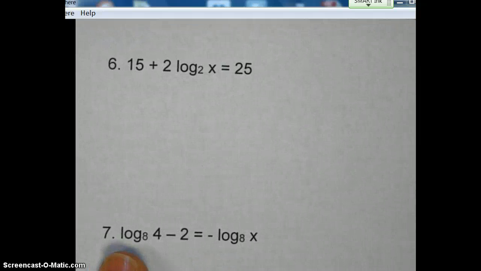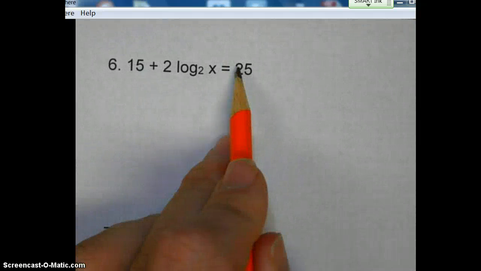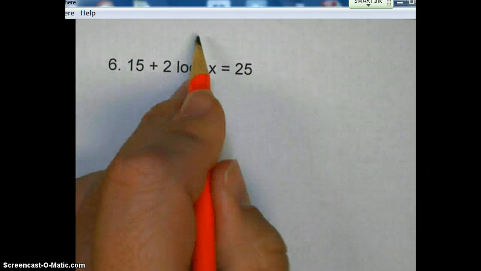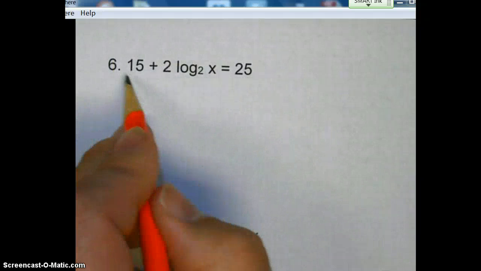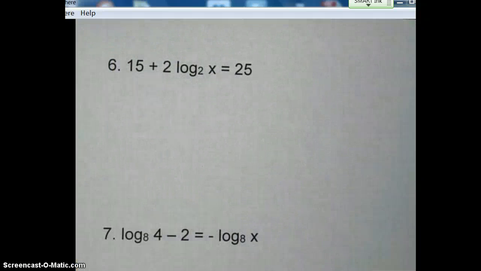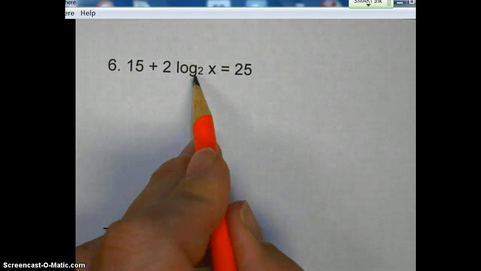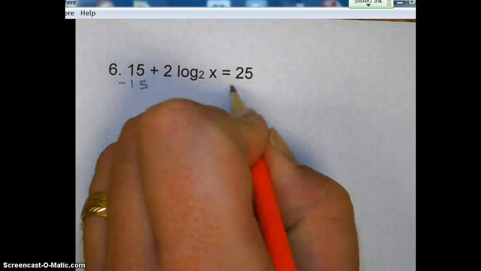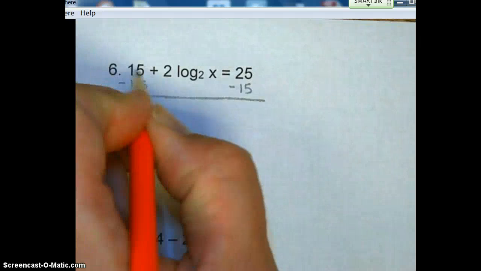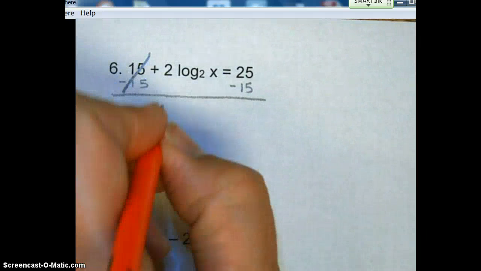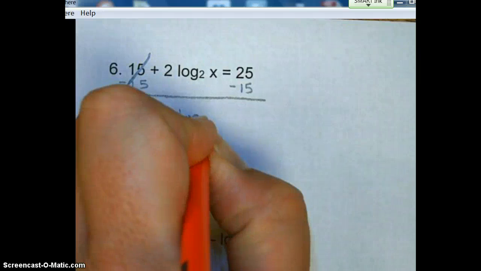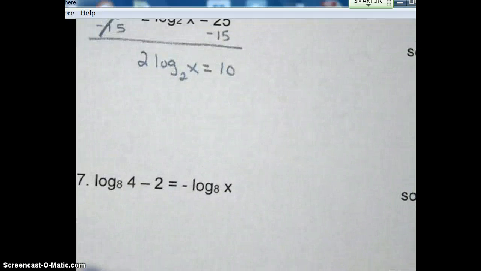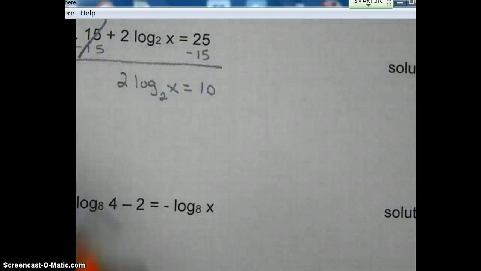All right, so in this case, we cannot change it to exponential form until we take care of these numbers in the front here. We need to get rid of them, okay? So get this log by itself so we can change it to exponential form. So we're going to start off by subtracting the 15. That's going to cancel out the 15. Okay, then we're going to get rid of the 2 by dividing by 2.